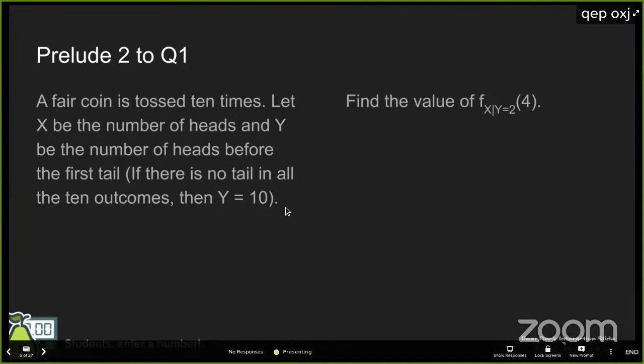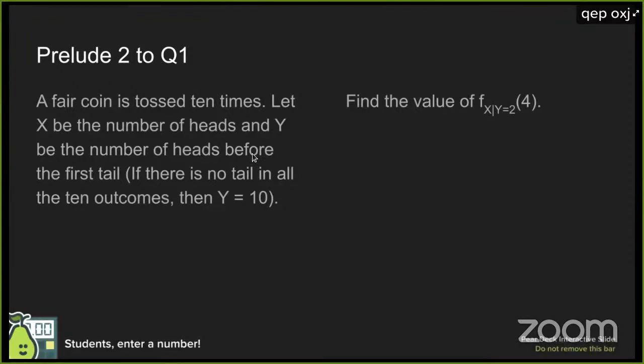Actually, Mayur, sir, y equal to 2 means 8 tails and 2 heads? No, sir, because there is no tail in all the 10 outcomes. What? Sorry. Why, sir? The y condition, y equal to 2, I'm asking 8 tails followed by 2 heads? No, no. So y is the number of heads before the first tail.